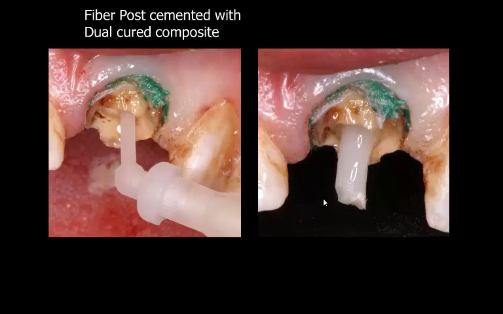This tooth needed crown lengthening before we went in to place the restoration, so we're going to place our core and our post before we send it for crown lengthening. Notice we've put cord in the gingival sulcus because of how high the gingiva was up on the cervical of the tooth. I used a dual cure adhesive in the canal. I cemented the fiber post with the dual cure composite.